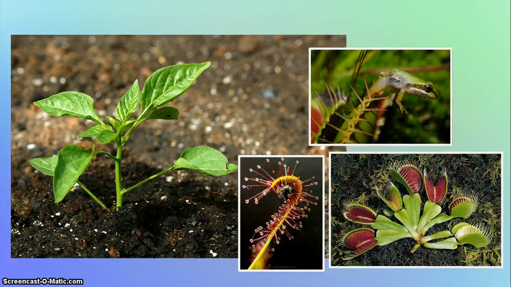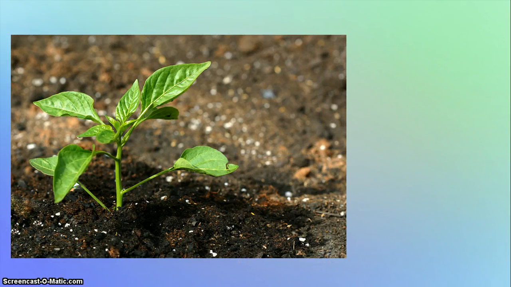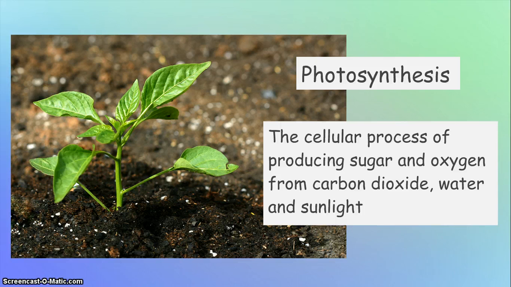So the fact that a carnivorous plant actually eats something is correct. But notice what color the carnivorous plant is. It's green, and green plants do photosynthesis. So let's talk strictly about our little pepper plant here. This pepper plant needs to do photosynthesis, and here is our definition that we're going to be working off of for the rest of the unit. Photosynthesis is the cellular process of producing sugar and oxygen from carbon dioxide, water, and sunlight.